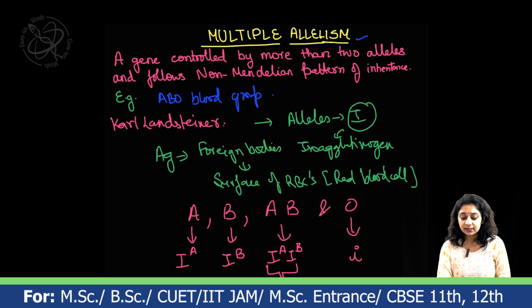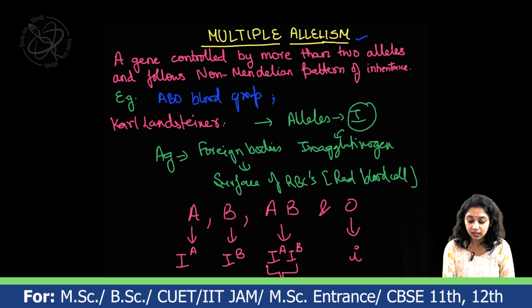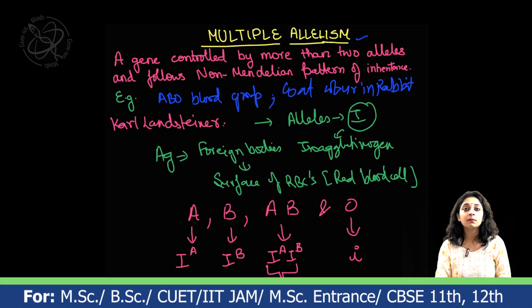Another example you can see is the coat color in rabbits. The coat color in rabbits is also governed by multiple alleles, so it is also a best example for multiple allelism.